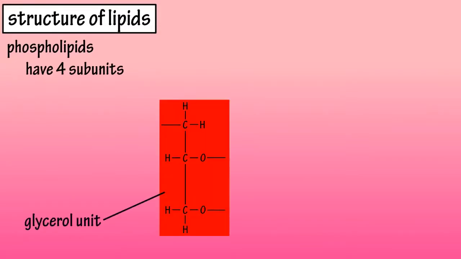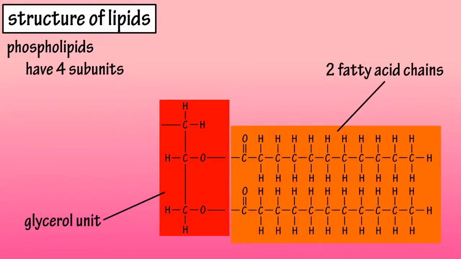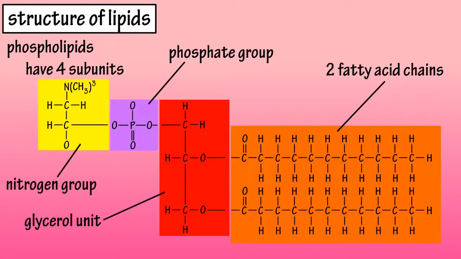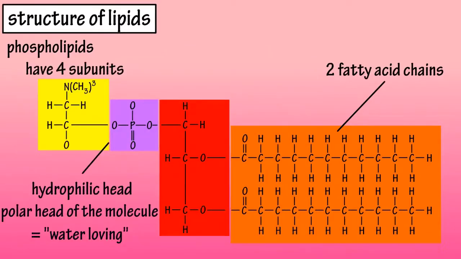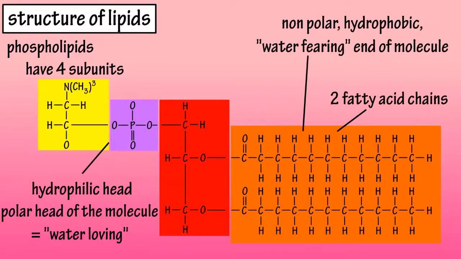They are composed of a glycerol unit, 2 fatty acid chains, a phosphate group, and a nitrogen-containing group. The phosphate and nitrogen group extend in the opposite direction of the fatty acids. This end, or the head of the molecule, is actually polar, so it's water-soluble. Hydrophilic, meaning water-loving, is the term often used to describe the head portion of a phospholipid molecule. The fatty acids end is nonpolar, so it's called hydrophobic, which means water-fearing.